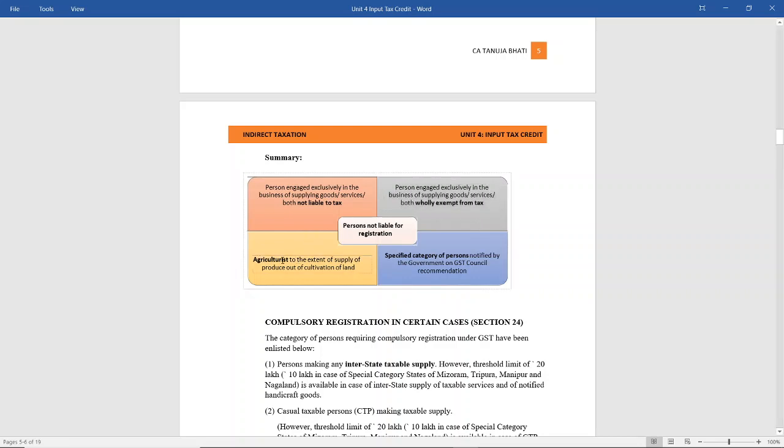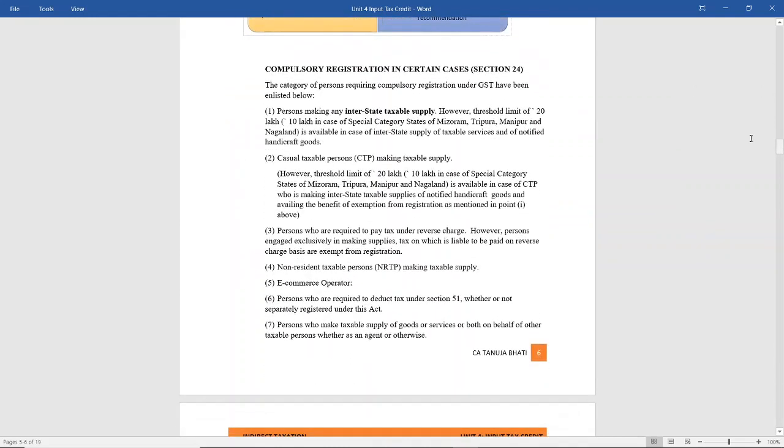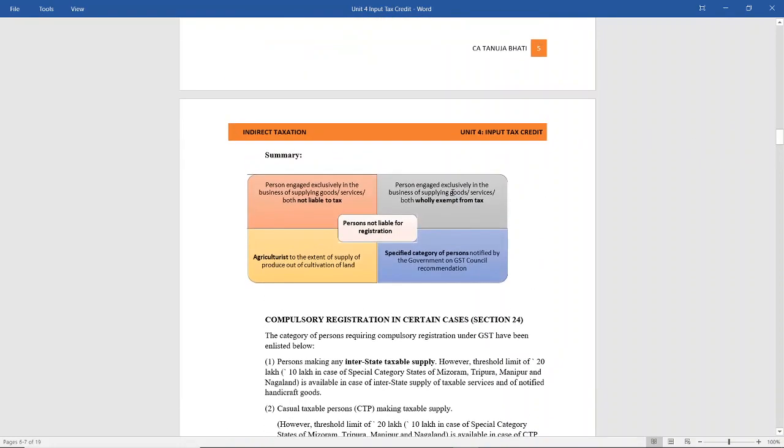Next, agriculturist, to the extent of supply of produce out of cultivation of land. So suppose I'm an agriculturist, and I'm doing cultivation of land, so I need not get myself registered because I'm exempt. Next, specified category of persons notified by the government on GST Council recommendation. So as and when GST Council recommends a particular set or category of people who need not get themselves registered, and I fall under that category, then I need not get myself registered under GST. Now this not liable to registration under GST is covered under section 23.